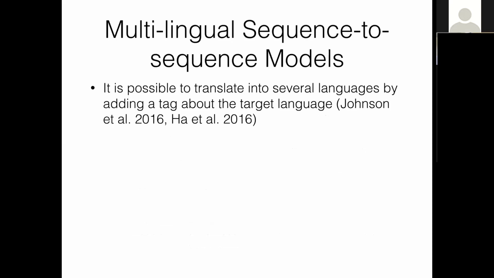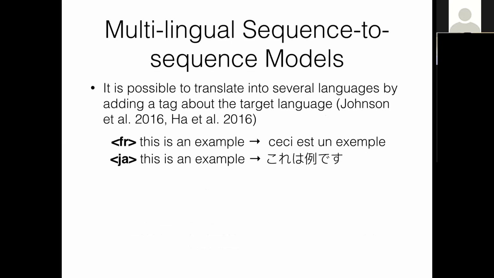Here we see an example of a multilingual neural machine translation model, where we have a single model and we want to translate into several languages. One simple way people have done this is by adding a language identification tag, as shown here. For an English to French example, we have added the French identification tag in front of the example. Similarly, for an English to Japanese example, we add the Japanese identification tag. This is very similar to what we just saw a few slides back for domain adaptation.